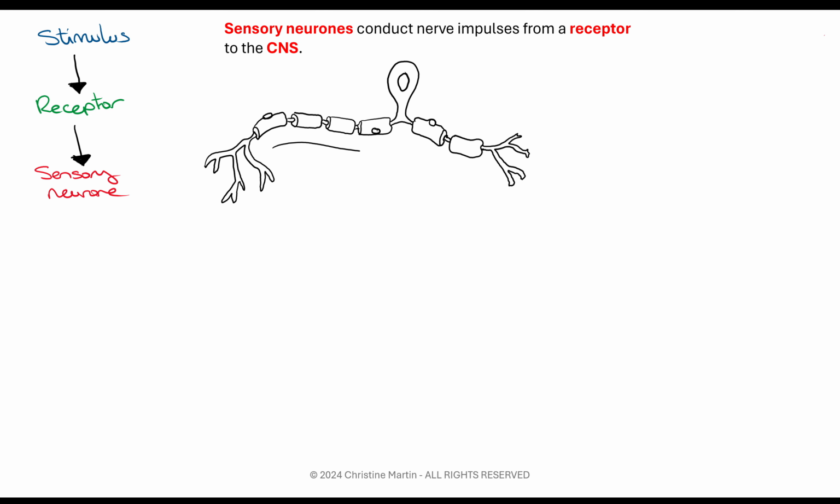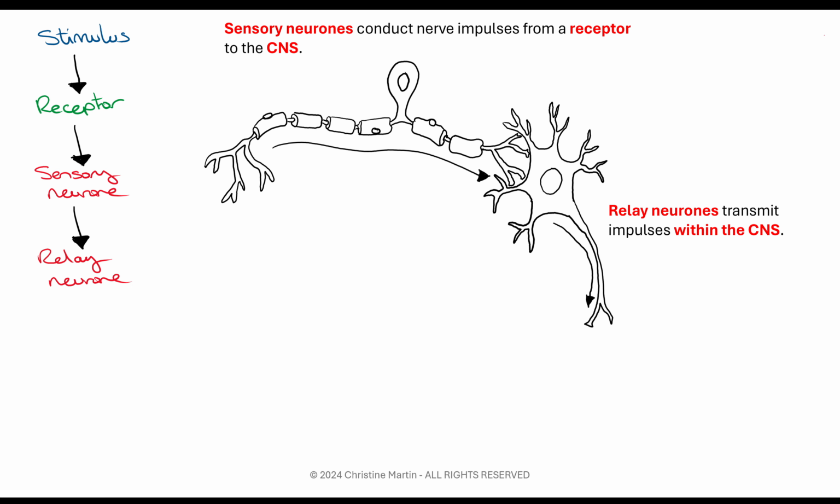So if we actually look at what happens then, we have a stimulus, a change in the environment that is detected by a receptor. That information is then passed on to the sensory neuron, and the sensory neuron will conduct that nerve impulse from the receptor to the CNS. That will then pass the information across, through the release of neurotransmitters across the synapse, to the relay neuron, and the relay neuron will then transmit those impulses within the central nervous system.